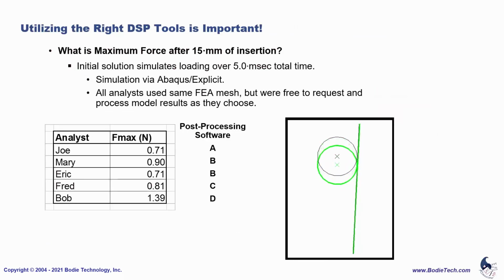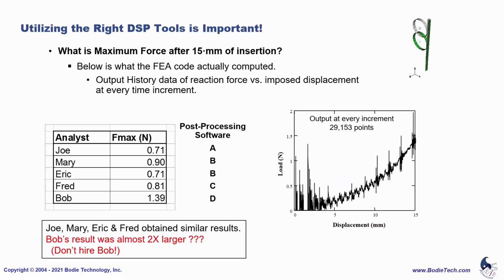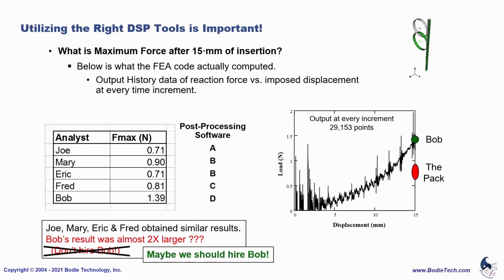Here's a simple example of a sliding contact problem solved with Abacus Explicit FEA. 5 different analysts using the same model get very different results for this problem. It appears that the first 4 are quite similar and that Bob's result is almost 2x larger. Here's the result of the actual underlying transient solution. The pack appears to have a result that is completely implausible, and Bob's result appears to be quite accurate. So perhaps we should hire Bob.